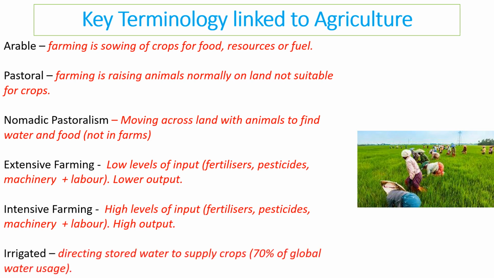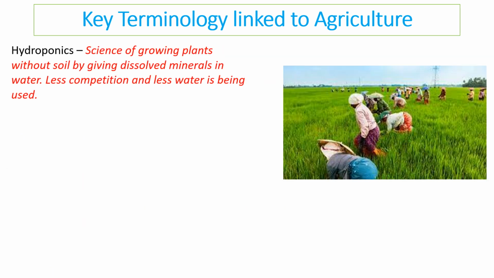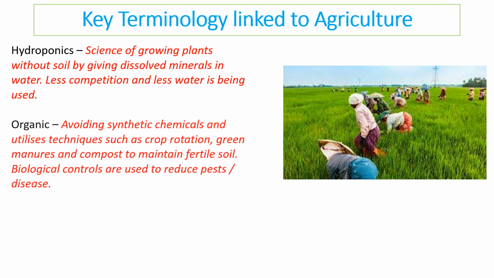Irrigated means directing stored water to supply crops, and 70% of our global water use is in irrigation of crops. Hydroponics is the science of growing plants without soil by giving them dissolved minerals in water. We can do this indoors. There's less competition and less watering, because we can use more efficient systems as a result. And many think that's the future to feed the populations.